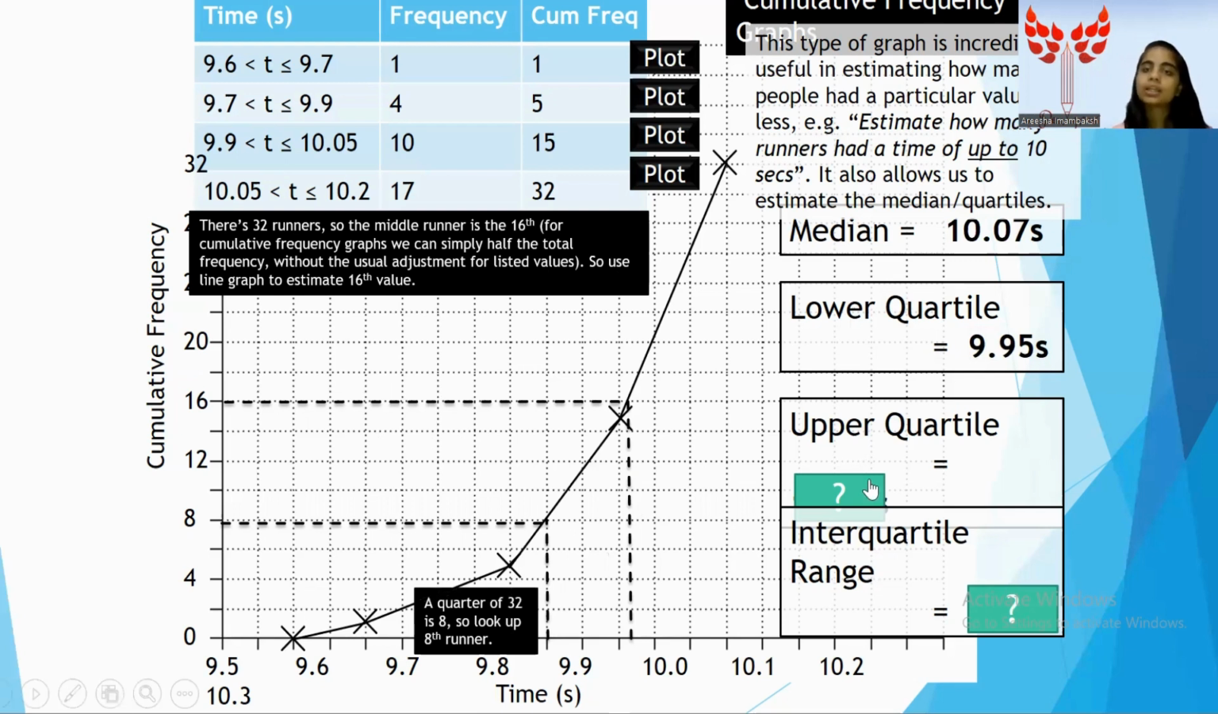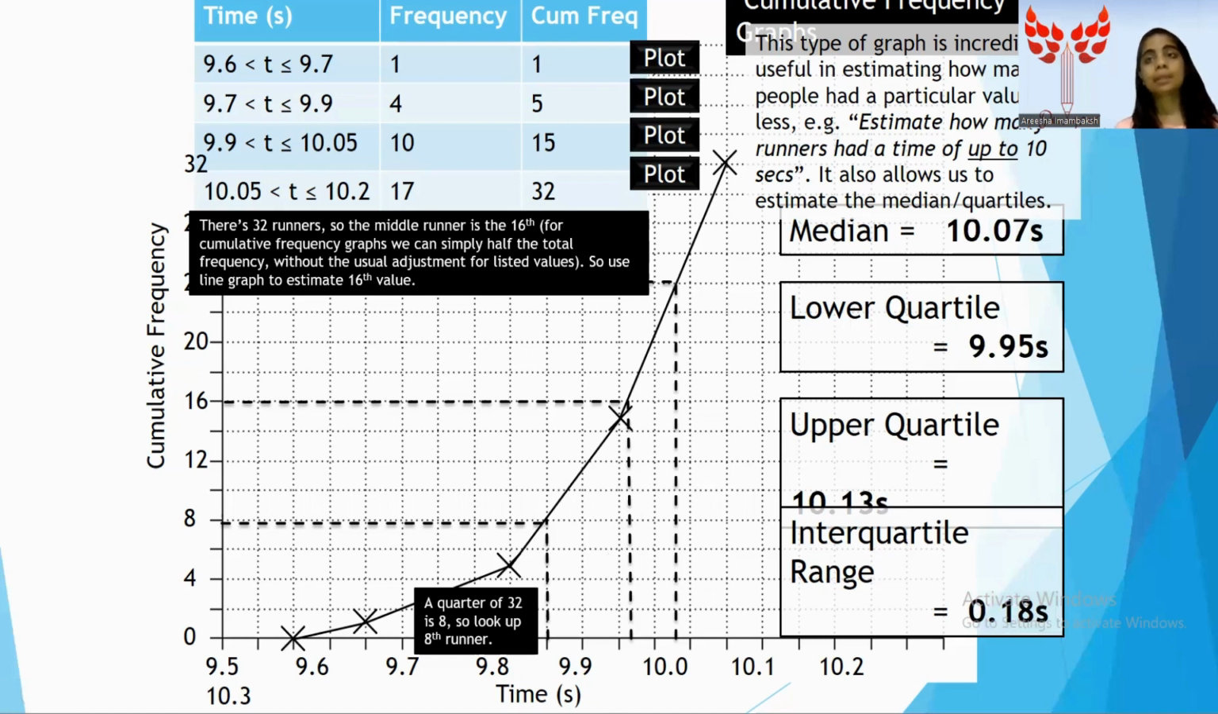Upper quartile, 75% of 32. That is 24. And at 24, you'll see 10.13 seconds. Right? And then the interquartile range, how will you find? Upper quartile minus lower quartile, 10.13 minus 9.95, that is 0.18 seconds. I hope you understood this example because this is very important. I've explained to you plotting and I've explained how you estimate the quartiles.